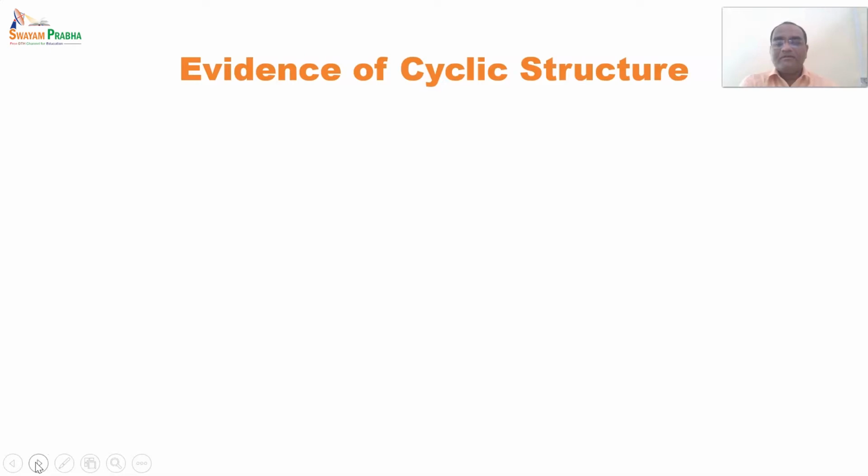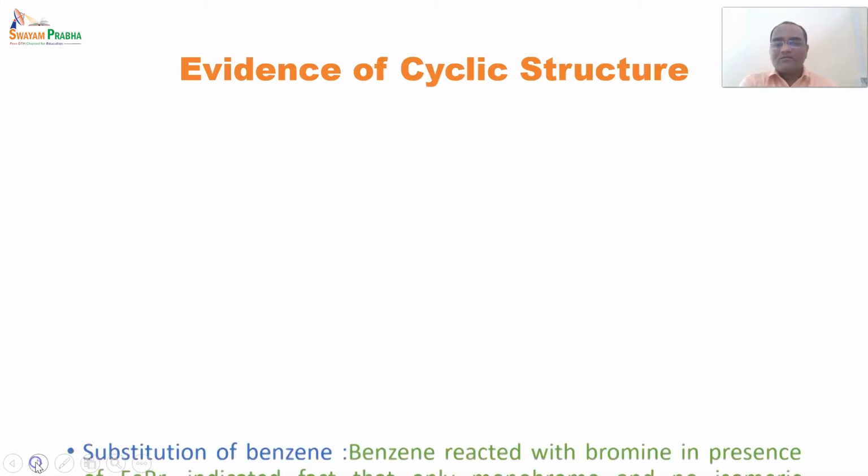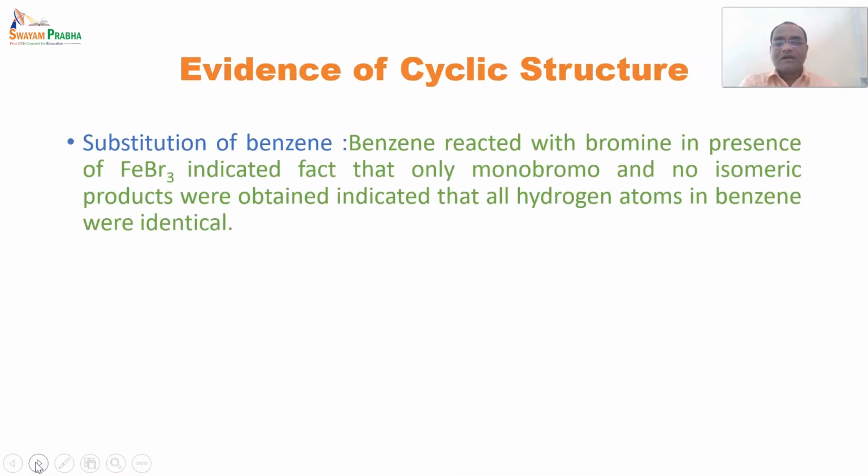After that, earlier it was indicating that the structure was not a straight chain. So whether it is cyclic or not? Again, by conducting some reactions, it proves that it is a cyclic structure. So the first one is substitution of benzene.